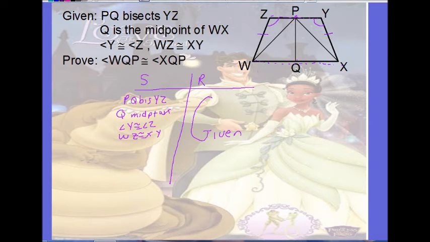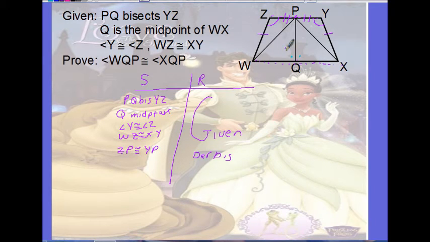I'm trying to prove, I'm going to put this in a different color, that angle WQP is congruent to angle XQP. So that's what I'm going to try and prove in the end. And when I look at that, I see that it's going to be a CP-CTC step for these two triangles here. We got to work our way down and get that. Well, right off the bat here, I'm going to use this given statement that PQ bisects YZ, and I'm going to say that these two pieces right here are going to be congruent. That ZP is congruent to YP, definition of a bisector.